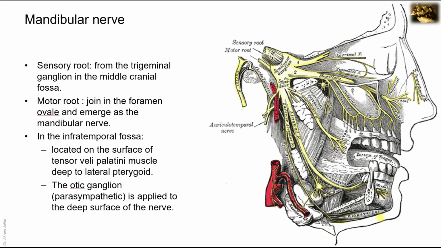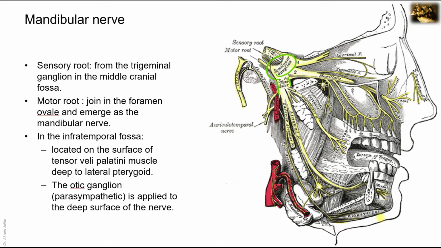Now let's deal with the main nerve of the infratemporal fossa, and this is the mandibular nerve. The mandibular nerve is V3. It is the third division of the trigeminal nerve, and it has a sensory root. This is the biggest one. It arises from the trigeminal ganglion, which is located in the middle cranial fossa.